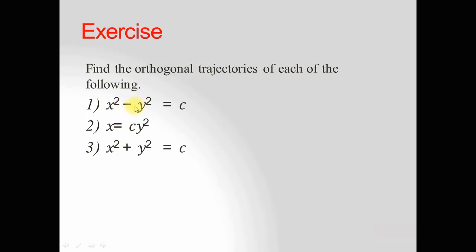You will get the slope of the tangent of the given family of curves, and then take the negative reciprocal of the slope to find the slope of the tangent of the required orthogonal trajectory. After that, solve the differential equation of the orthogonal trajectory, and you will get the algebraic equation of the required orthogonal trajectory. Similarly, use the same procedure for question number 2 and question number 3.